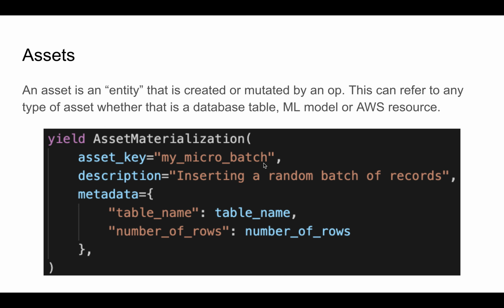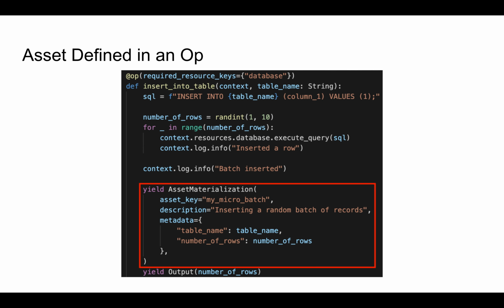All right, another thing to talk about are assets. An asset is an entity that's created or changed by an op. This can refer to anything. This can be a database table, an ML model, or an AWS resource. So with those pipelines we just ran, we actually had asset materializations associated with them. When we run those pipelines, as well as just running the pipeline itself, we're saving this historic information about that individual run.